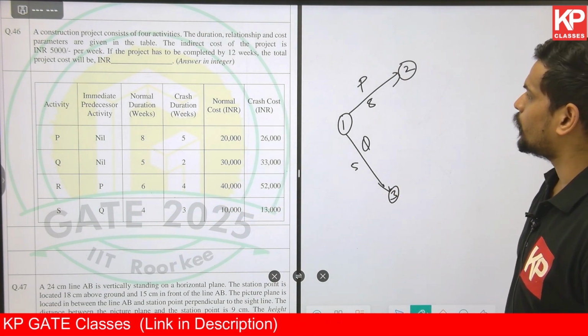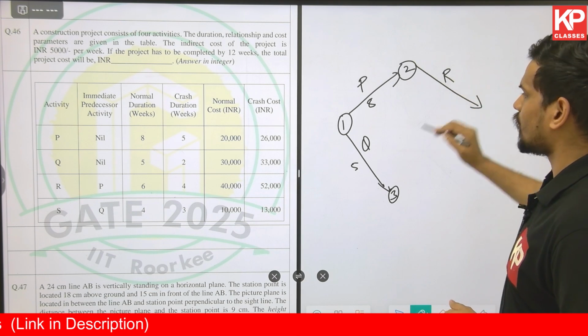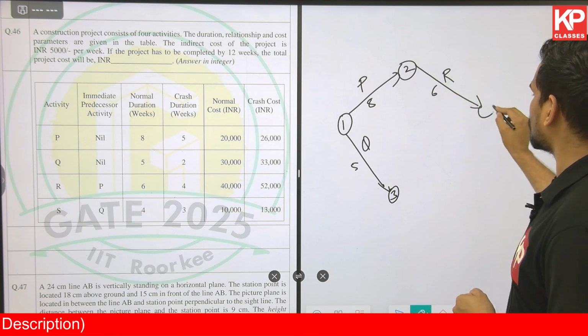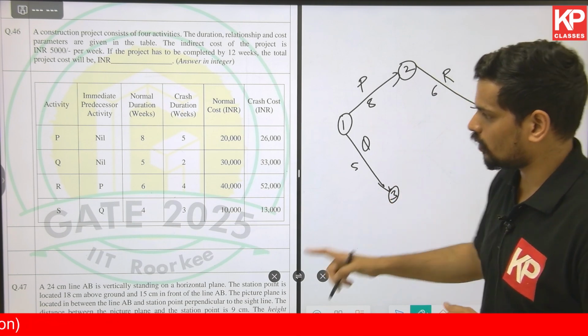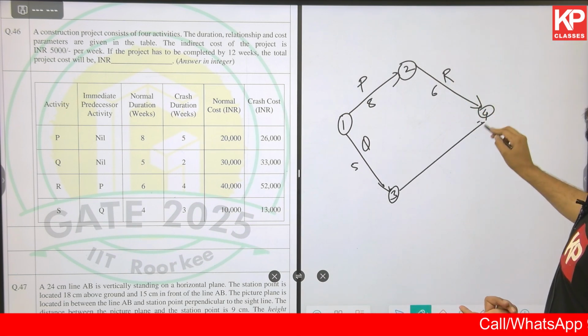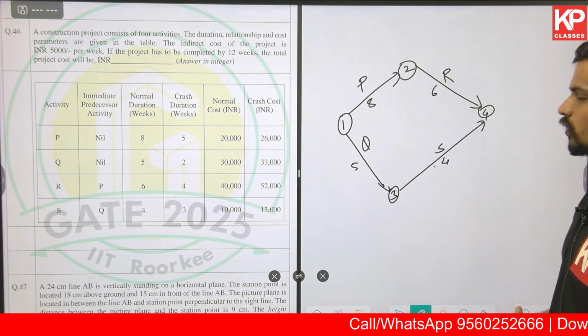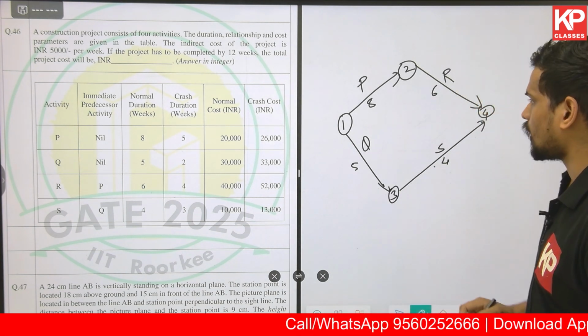Then activity R has a predecessor P. Activity R with a normal duration of 6. This is node number 4. That's the ending node because you don't find R in the immediate predecessor column. For S, the immediate predecessor is Q. S also goes to the ending node. S with the duration of 4. Right. So this is the activity on arrow network diagram for that given project.